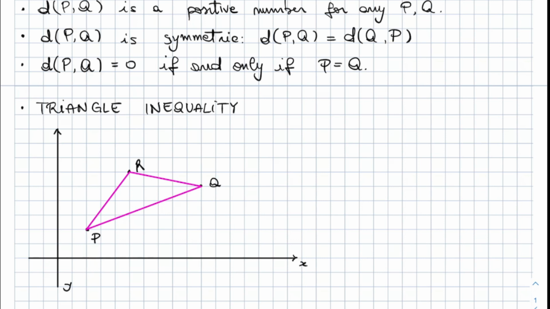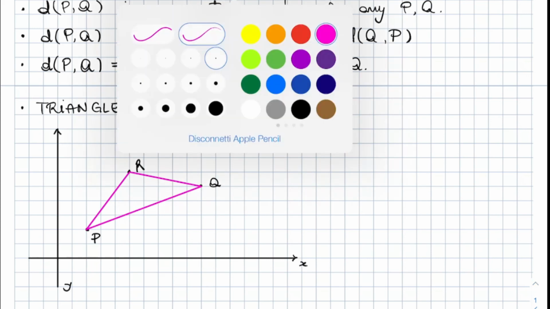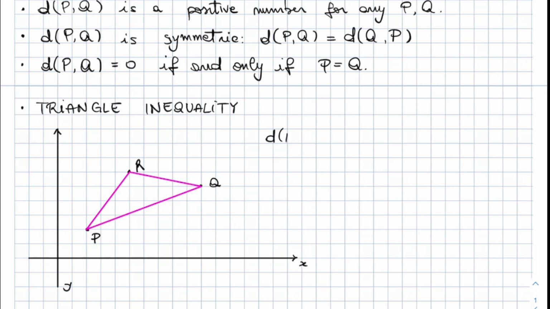By what I said before, we know that the distance between P and Q, which is measured by the length of the segment connecting P and Q, which is one of the sides of this triangle, is the shortest path connecting P and Q. So if I first measure the distance between P and R and then the distance between R and Q, the sum of these two distances must be bigger or equal than the distance between P and Q, which reflects the fact that the distance between P and Q is measured by the segment connecting P and Q. Therefore, a distance, as the one we defined, satisfies this inequality, which is called the triangle inequality.